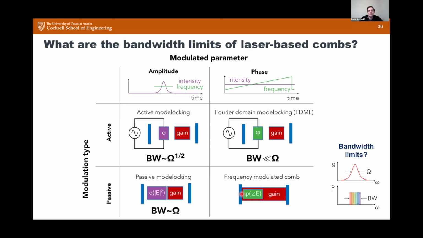So in terms of the other types of mode locking and comb formation, it's long been known that passive mode locking has a better bandwidth than active mode locking, essentially because passive mode locking allows you to modulate as quickly as your gain bandwidth can support. And then the question is, what about these frequency modulated combs?